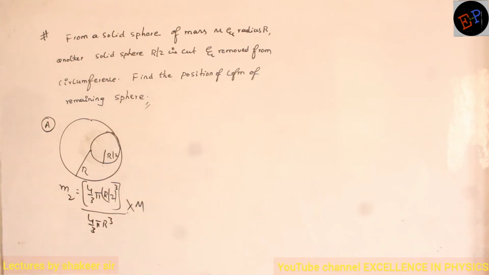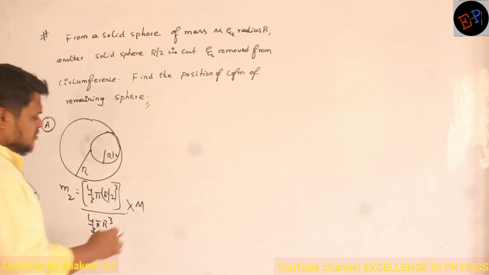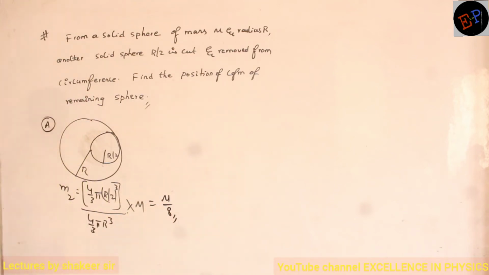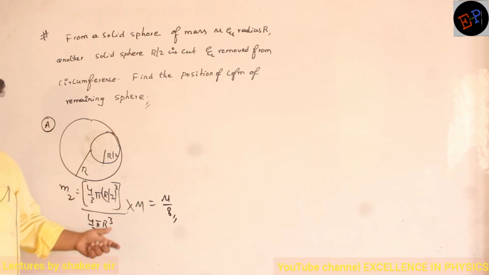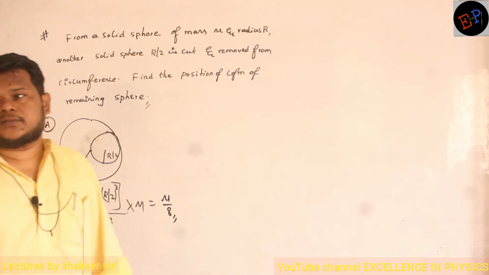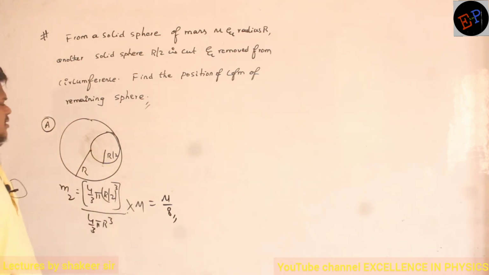This is what we have to take. Understood? So therefore 4 by 3 pi r cube, 4 by 3 pi r cube, everything gets cancelled. 1 by 2 is there, 2 cube is 8. So therefore we will get m divided by 8. So this is the mass of the removed sphere. Fraction of volumes I have to take, because mass is distributed in volume here. It is not distributed in area. Okay. Now do the same calculation.